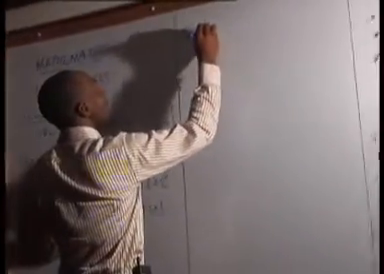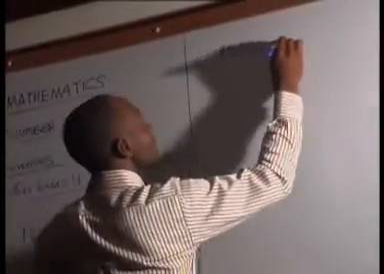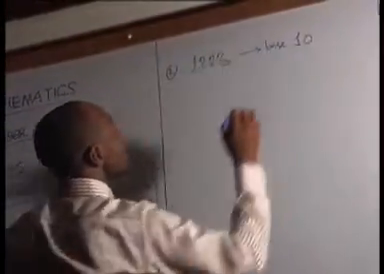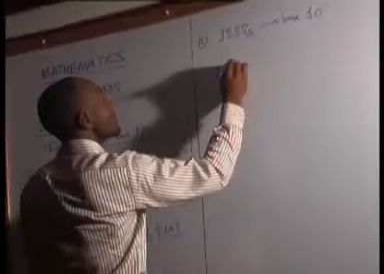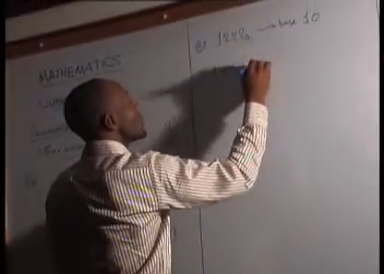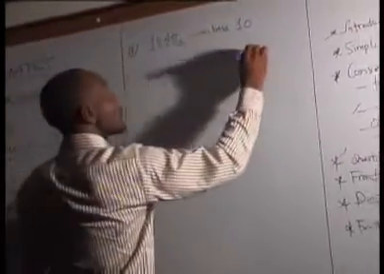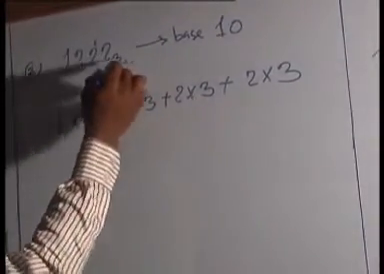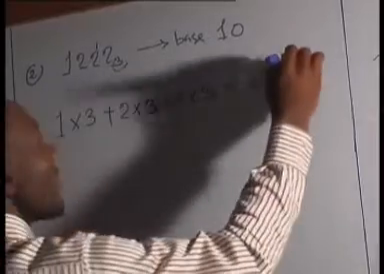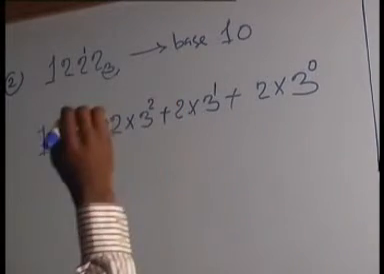Assuming we are to convert this one, example 2, 1, 2, 2, 2, in base 3. You want to change it to a number in base 10. Just the normal way. You're going to have 1 times 3 plus, you pick the 2, 2 times 3 plus, you pick this other 2, 2 times 3 plus, you pick this last 2, 2 times 3. But note here, 3 is our base. So you now begin to assign power to 3. You start with 3 raised to power 0, you come to 3 raised to power 1, 3 raised to power 2, and 3 raised to power what?